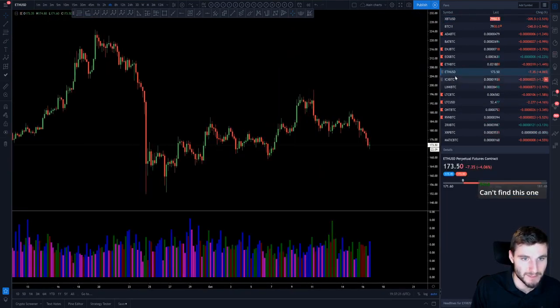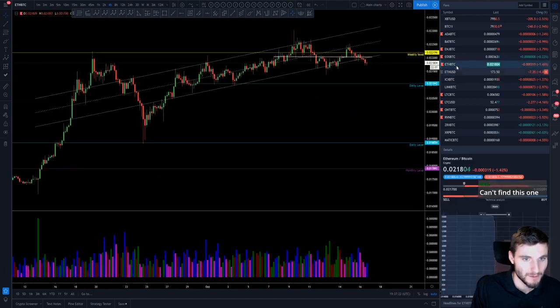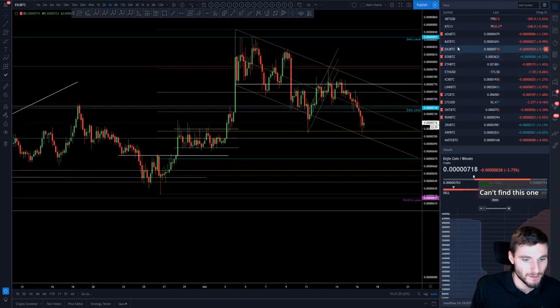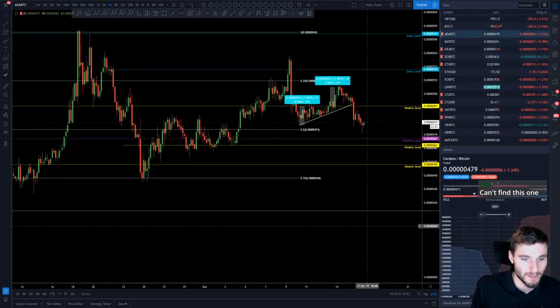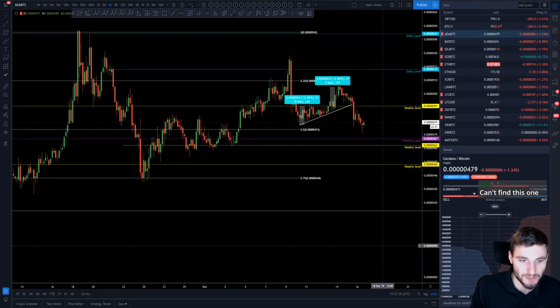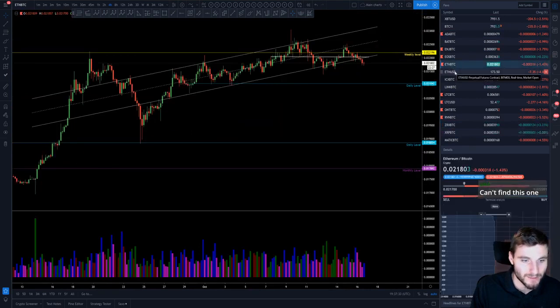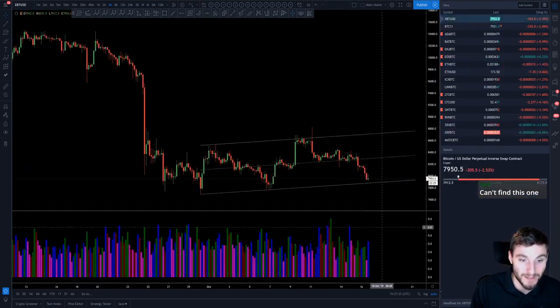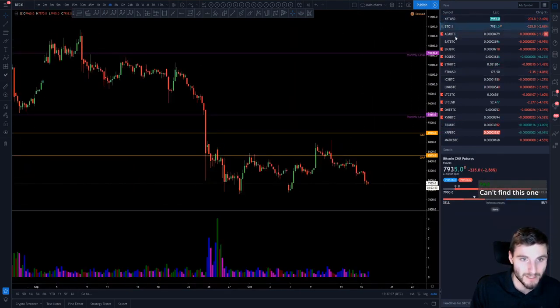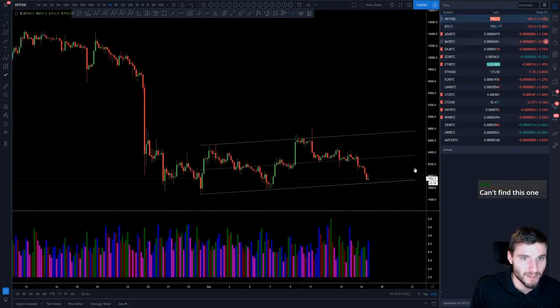Okay, yeah, maybe it doesn't work on all of them. Okay, yeah, it doesn't look like it's going to work on trade on some of the altcoins, but I think the bigger ones, well, it definitely, yeah, that's really glitchy. That is really glitchy.